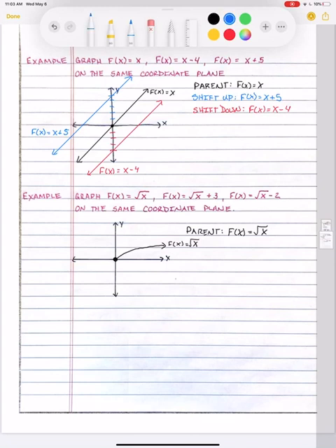Now we're going to shift up, f of x equals the square root of x plus 3. So from the black dot, we're going to go up 3 spaces, 1, 2, 3. We're going to draw a new dot, and we're going to draw our graph. And we're going to label.